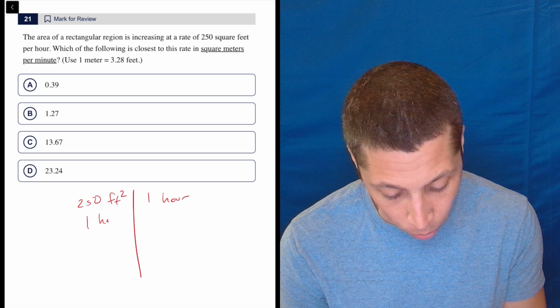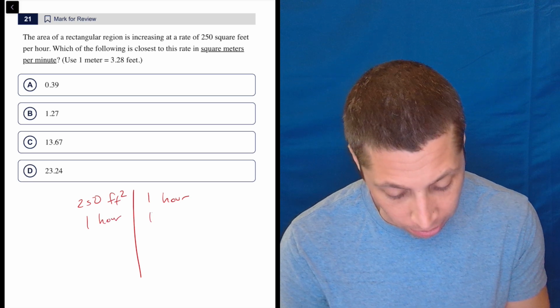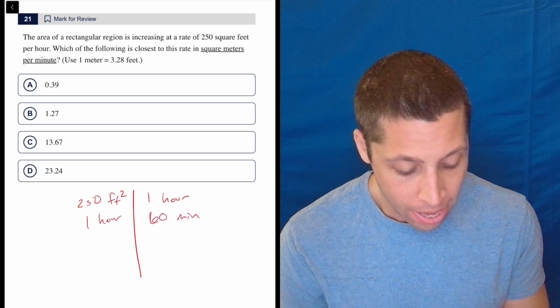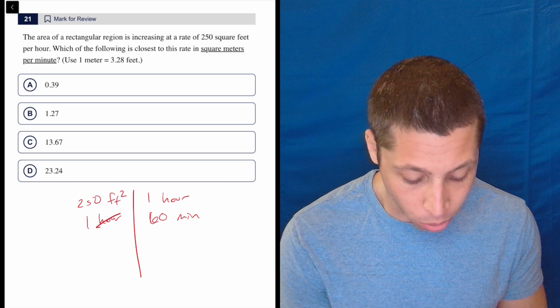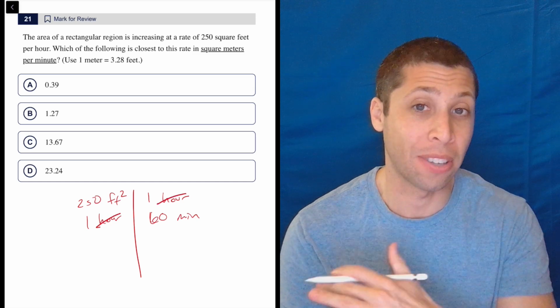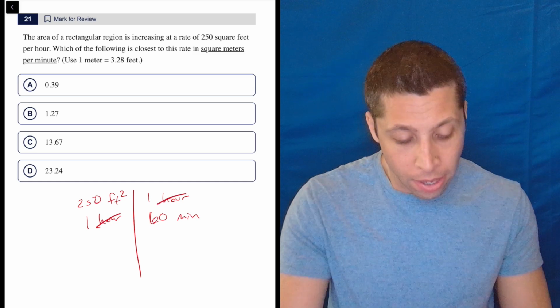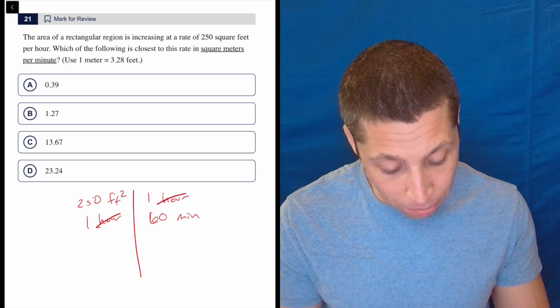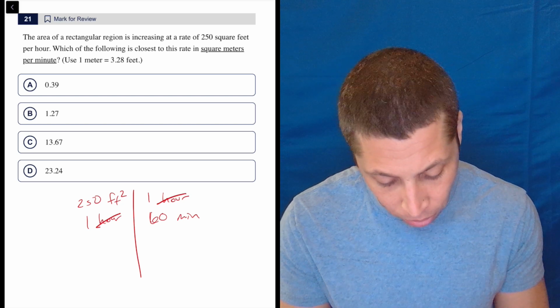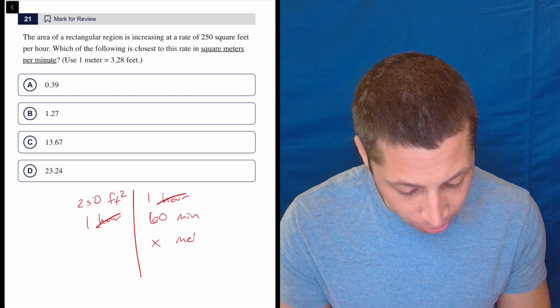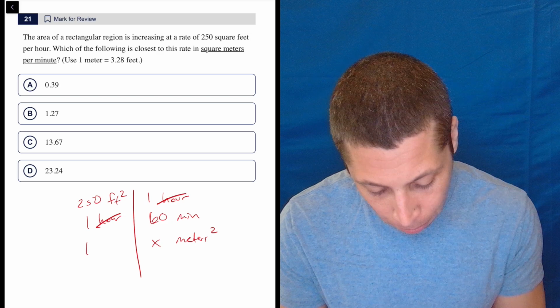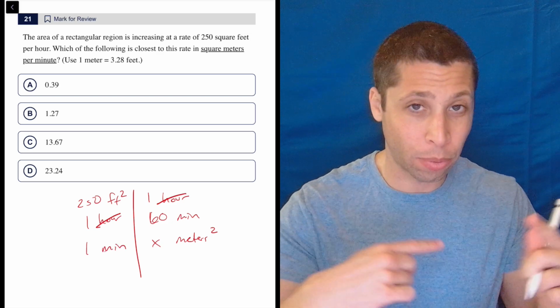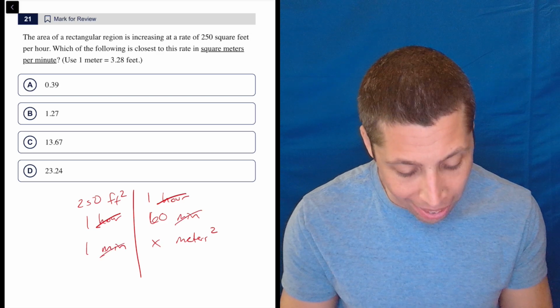So we can even just work on some simple things, right? We know that 1 hour is 60 minutes. And what I'm trying to do is slowly cross out all of my units. If I have the same unit on both sides, then it goes away. So I'm getting there because I want square meters per minute. So let's do that, right? So it's x meters squared per 1 minute. Notice I have to write it backwards because I want the minutes to go away.